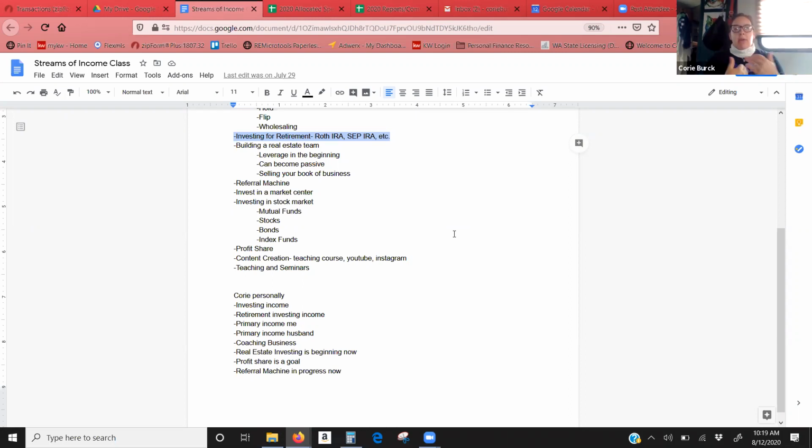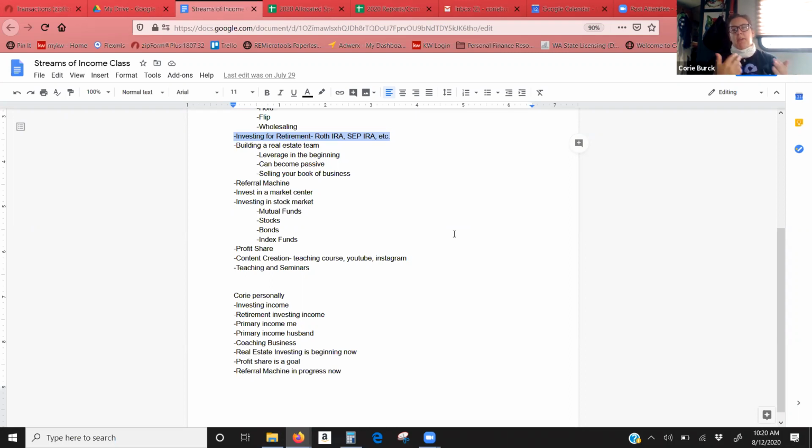For example, I have a Roth IRA. My husband has a Roth IRA. I've heard a lot of people talking about SEP IRAs lately as a really good idea if you are self-employed, as a way to leverage tax-deferred income. So I'm looking at that as well. There's some really good options.